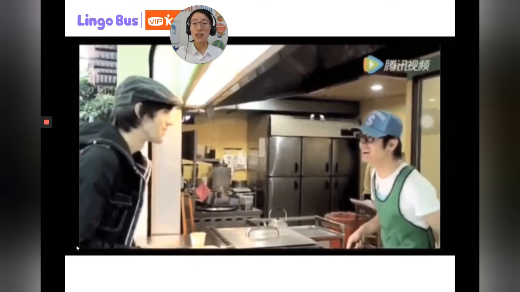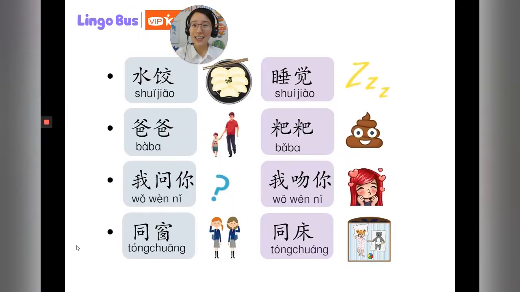So in Chinese, if you change the tone, there will be some miscommunication or misunderstanding going on. That means Chinese is a tonal language. Tones can change the meaning of the words. Now we're going to look at some more interesting examples and see how the tones work in Chinese.